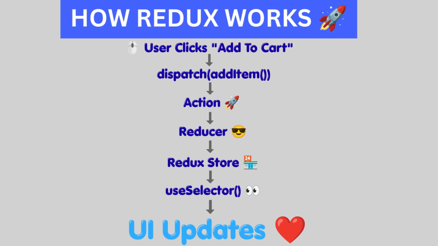The user clicks Add to Cart. The component dispatches an action. The reducer receives that action and updates the Redux store. Components then read the updated state using useSelector, and React automatically updates the UI. Now, let's understand each of these concepts one by one in the next slides.